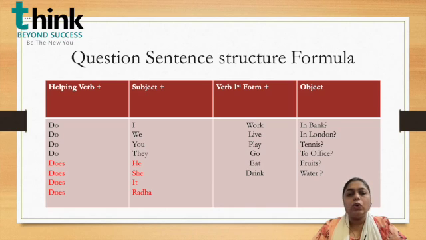So, do I work in bank? I work in bank. I do not work in bank. Do I work in bank? Because we are starting the sentence with the helping verb. Do I work in bank? Do we work in bank? Do you work in bank? Do they work in bank? Does he work in bank? Does she work in bank? Does it work in bank? This is how we frame an interrogative sentence. I hope this is clear: helping verb plus subject plus base form of verb plus object.